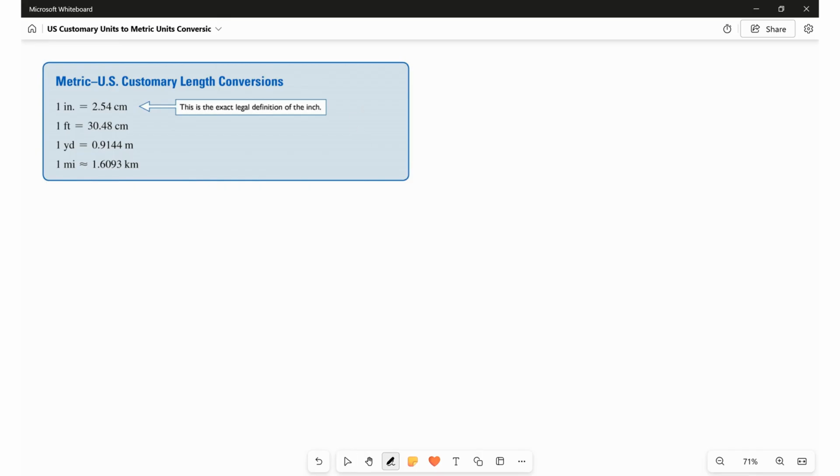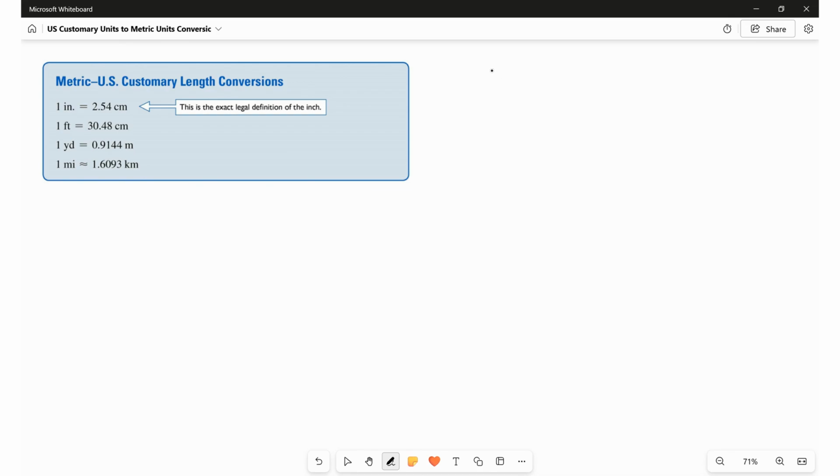When we are converting between these units, we're just going to do the same thing that we've been doing with the unity fractions or the unit conversion factors. So let's jump right in.